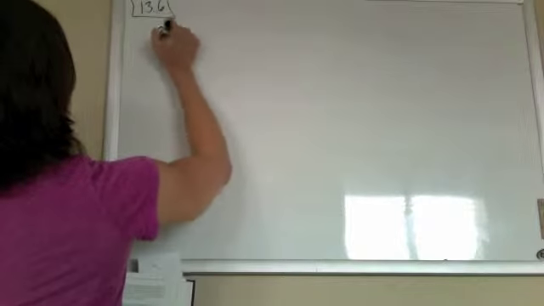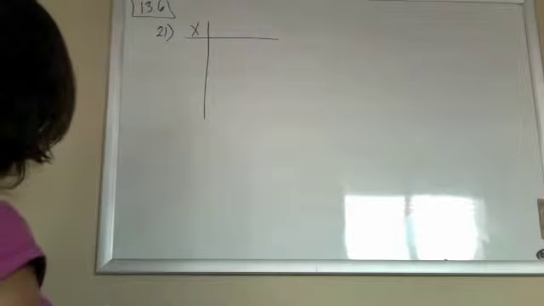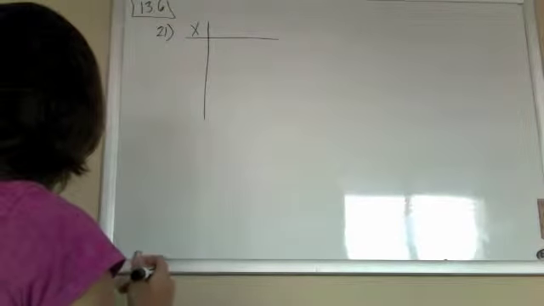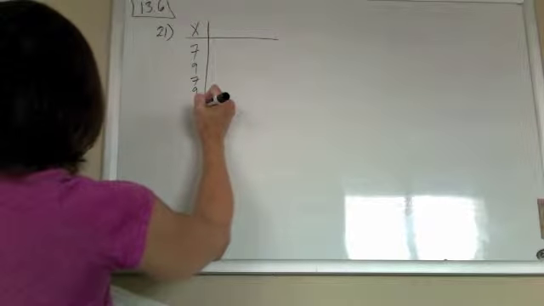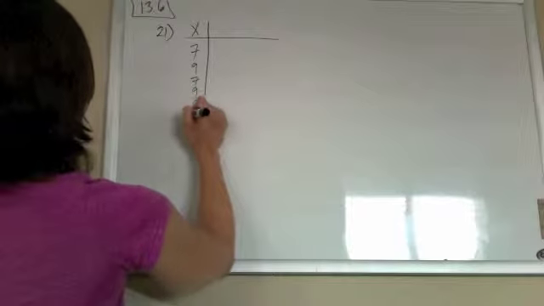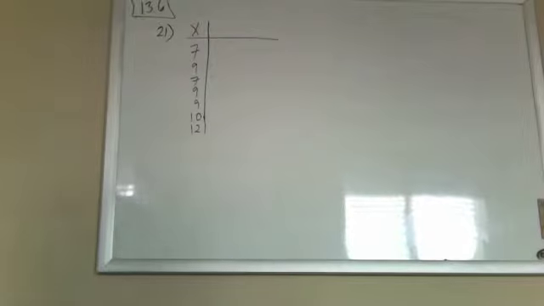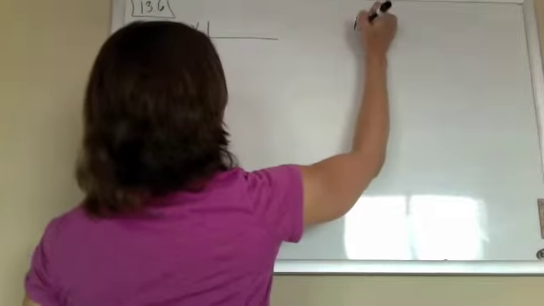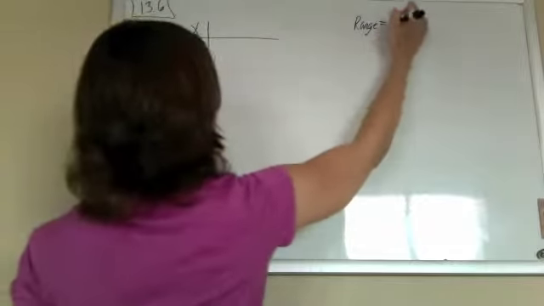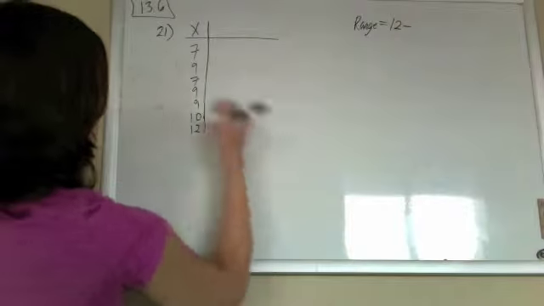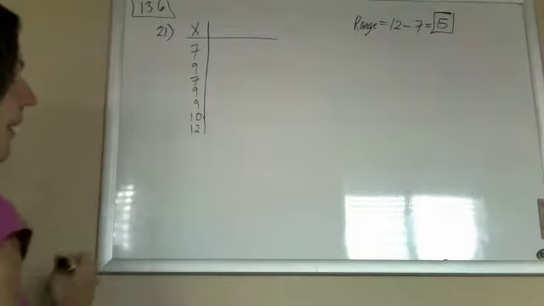So we're going to set up the same little column we had. We're just going to write all of our numbers. So I have 7, 9, 7, 9, 9, 10, 12. And they want the range first, so we'll find the range, not so bad. Just the highest minus the lowest. So the highest number you see is 12. The lowest number we see is 7. So highest minus lowest gives us a range of 5.